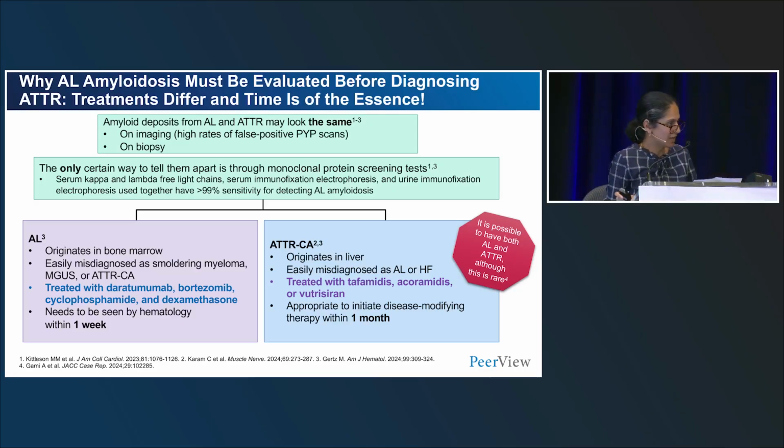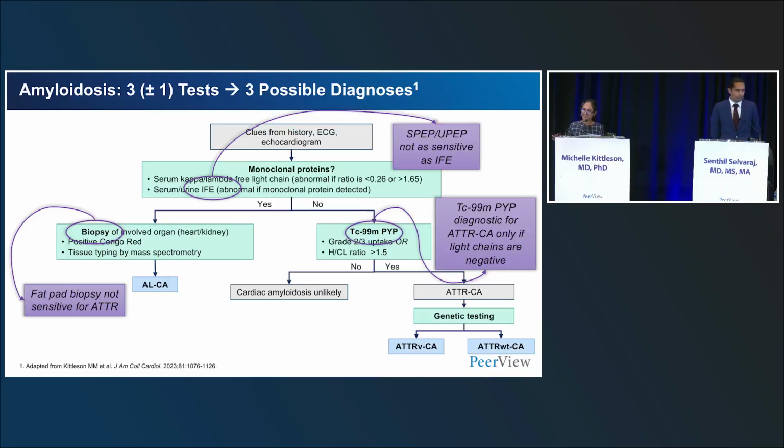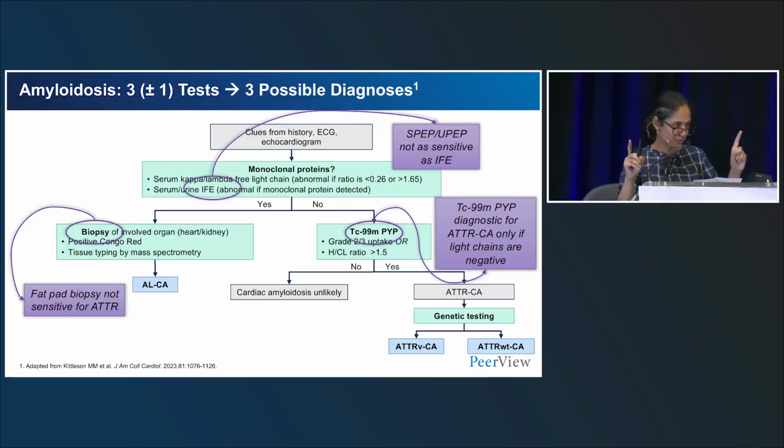What's the median survival of untreated AL cardiac amyloidosis? Don't worry, I won't call on anyone. I'll tell you, it's less than a year. So you would never want to miss that diagnosis. In fact, to a cardiologist, it's a medical emergency. So here are the 3 plus or minus 1 tests you need to always make the right diagnosis. And unlike things like pulmonary hypertension, which is really complicated, amyloidosis is not. It is very straightforward.